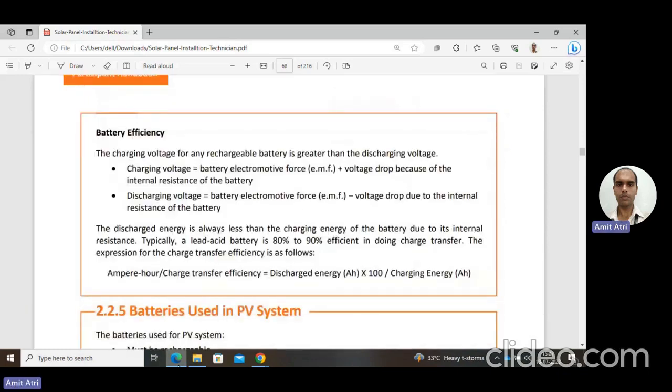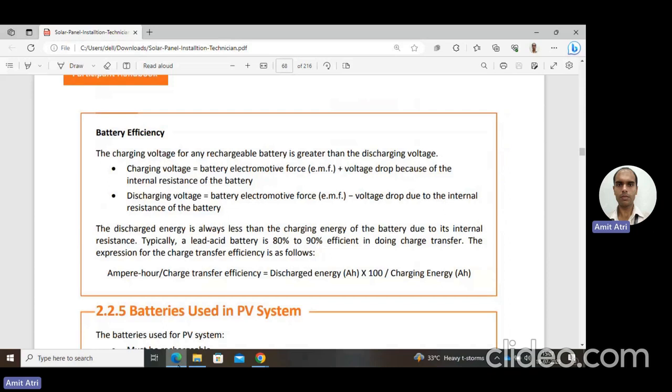Now battery efficiency. The charging voltage for any rechargeable battery is greater than the discharging voltage. The charging voltage is equal to the EMF of the battery plus the voltage drop because of the internal resistance of the battery. In case of discharging voltage, it is the EMF minus the voltage drop due to internal resistance. So EMF plus the voltage drop due to internal resistance is the charging, and minus is the discharging.